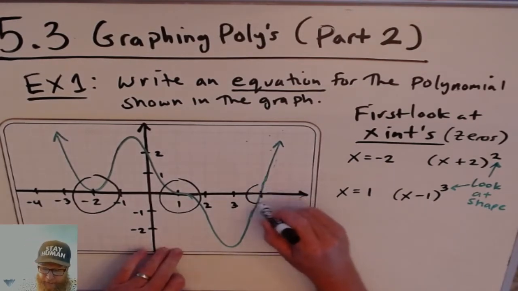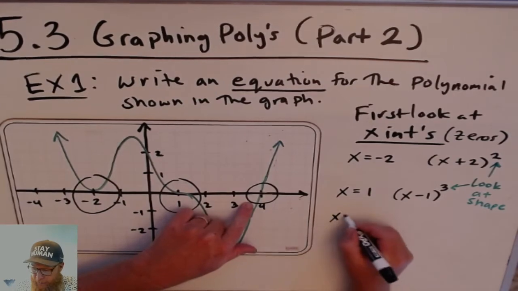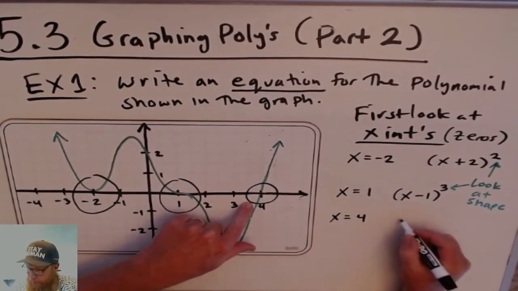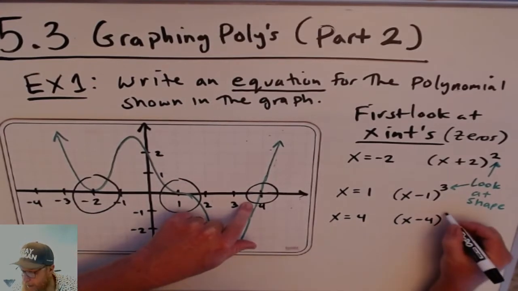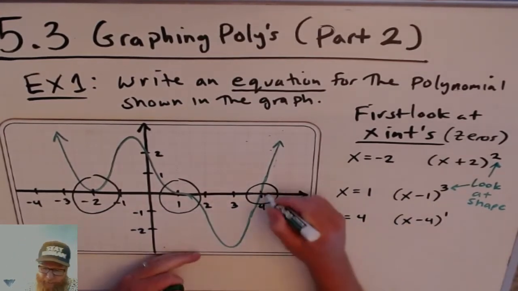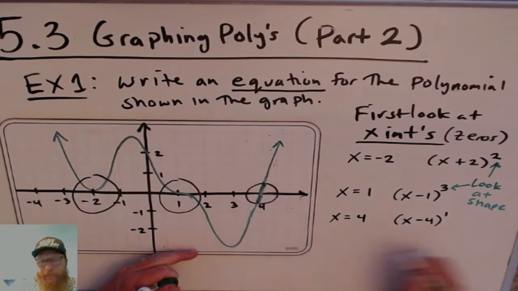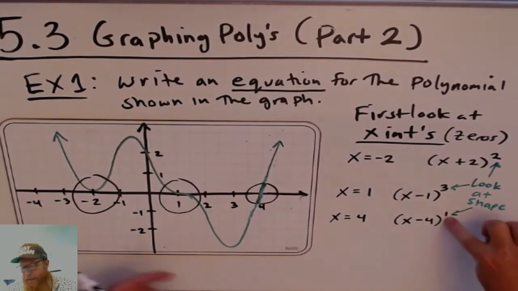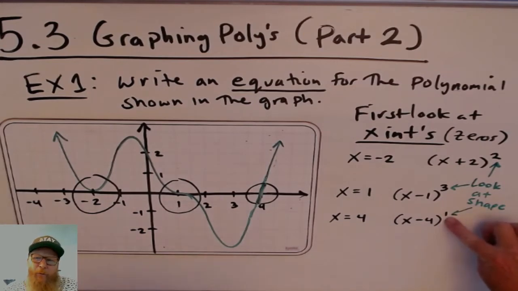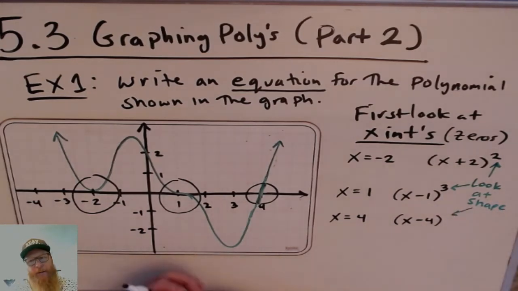Finally, you've got a 0 at x equals 4, so your factor is x minus 4. And the power is 1 because this looks like a straight line. And 1 is a special power. Of course, you don't have to write it, so you can just leave it blank like that, or you can write it. It doesn't matter. I'll mark it right either way.